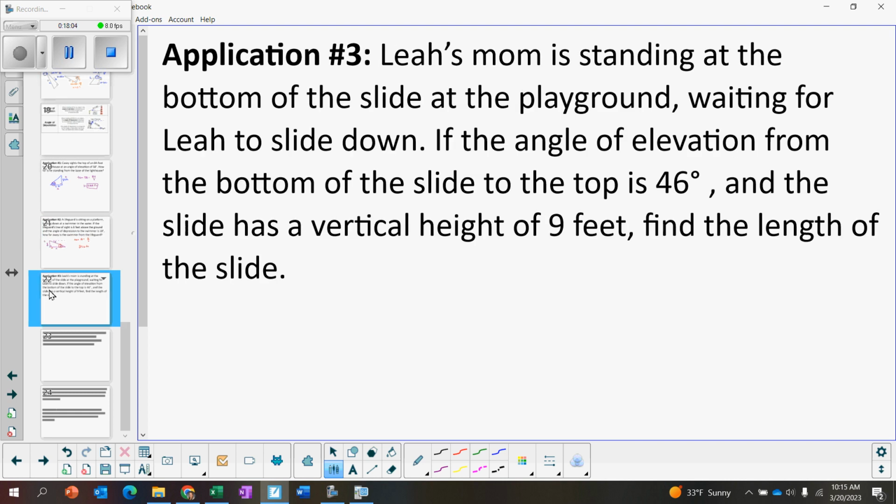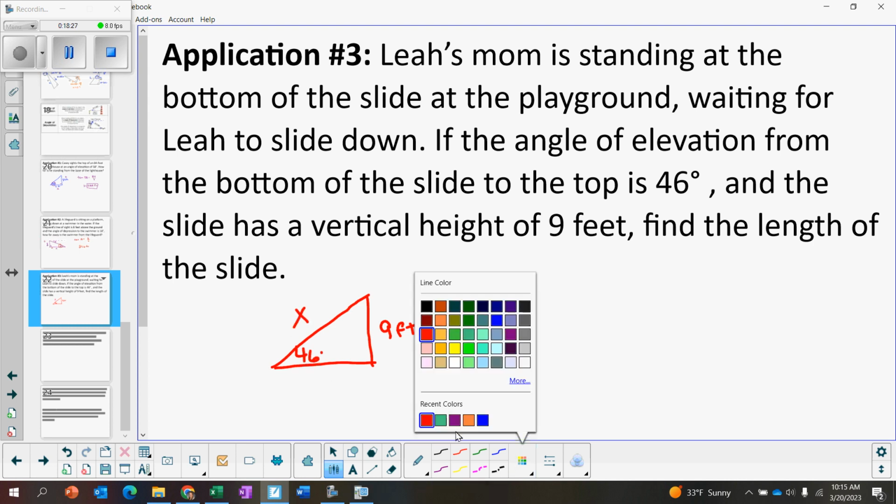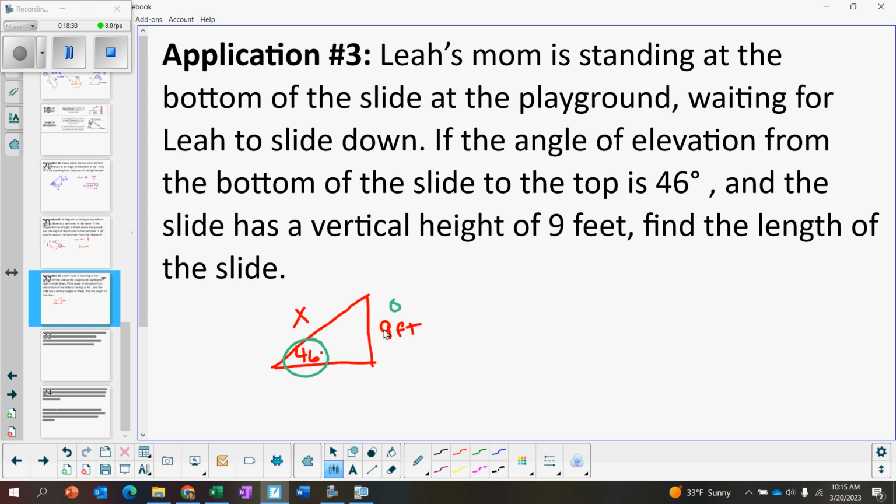All right, third application. Leah's mom is standing at the bottom of the playground slide, waiting for Leah to slide down. The angle of elevation from the bottom of the slide to the top is 46 degrees. So they're telling us we have a slide. The angle of elevation is 46 degrees, and the slide has a vertical height of 9 feet. We want the length of the slide. So this is the slide here, and we're looking for the length of it. So O and H, we now have sine. Sine of 46 equals 9 over x. So 9 divided by sine of 46, we get 12.5, and this is again in terms of feet.